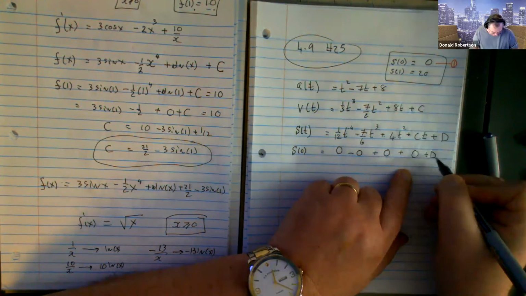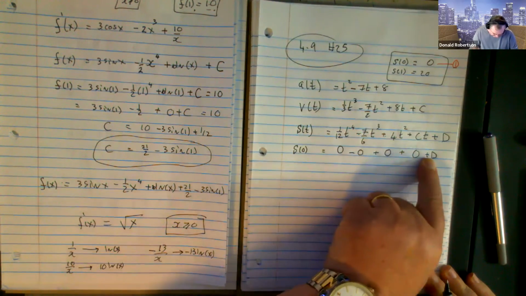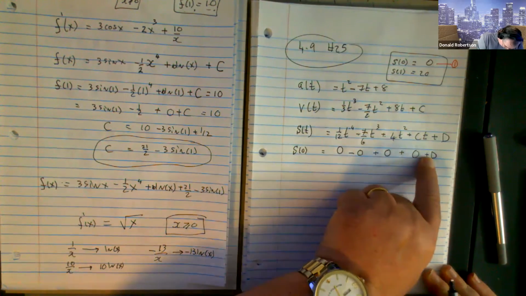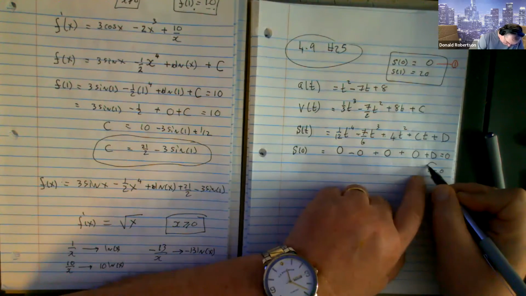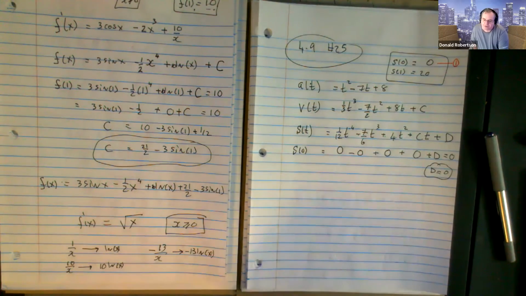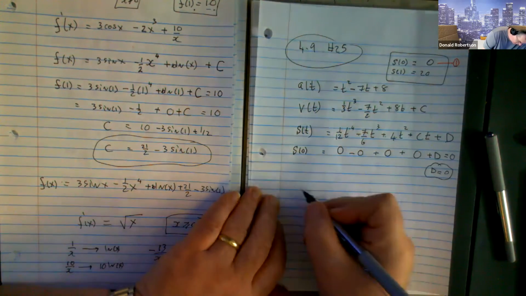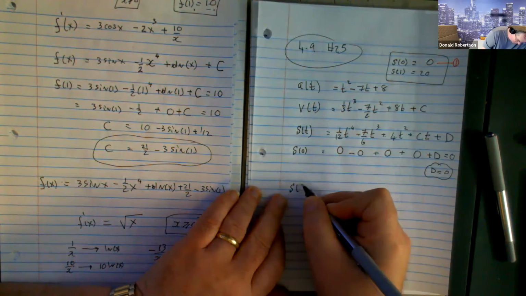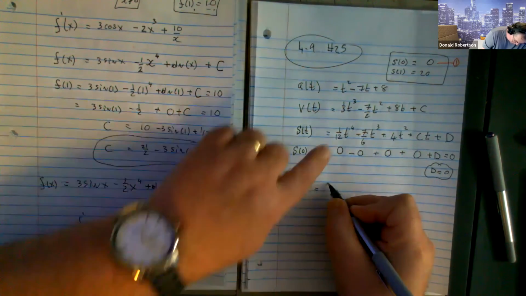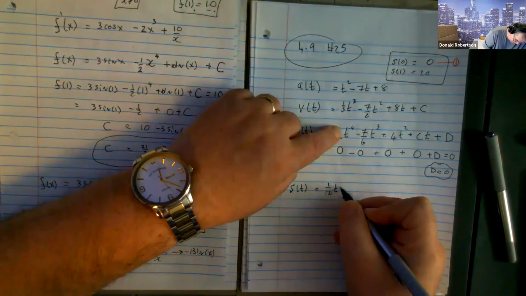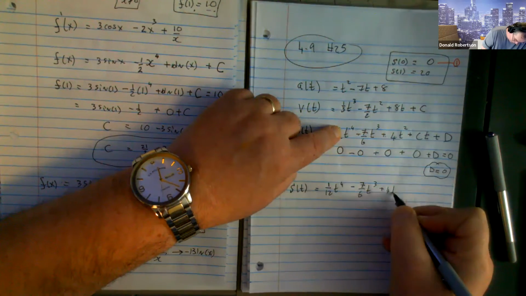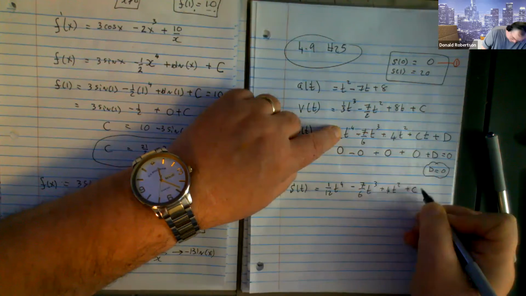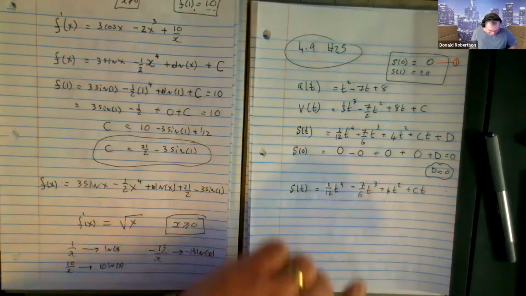So that's what s of 0 is equal to: a whole load of zeros plus d, and it's equal to 0. And so, well, that was pretty easy. That makes d has to be 0 for that to be true. So I now know a little bit more. My position function is 1/12 t to the 4, take away 7/6 t cubed, plus 4t squared, plus ct, plus nothing, but nobody writes plus nothing down.